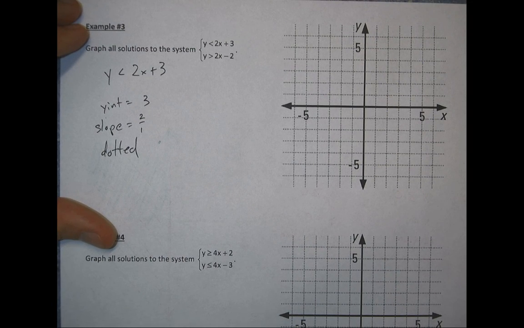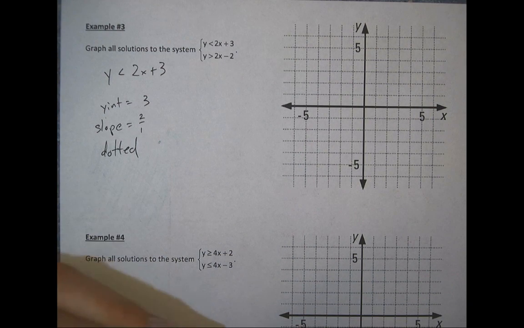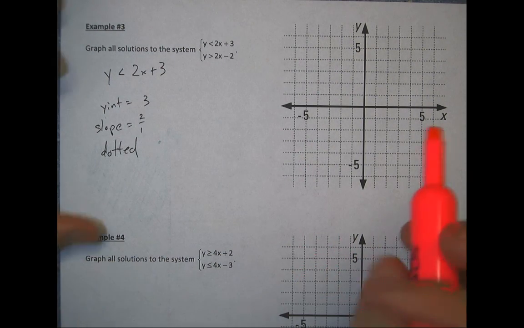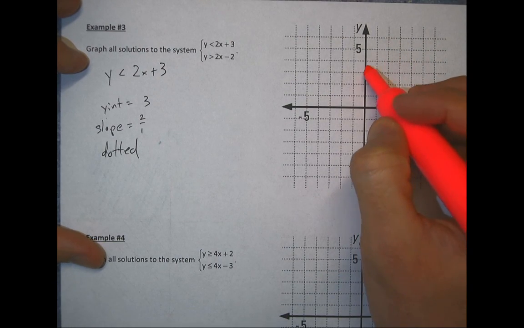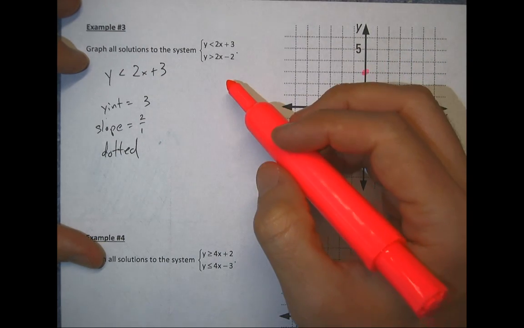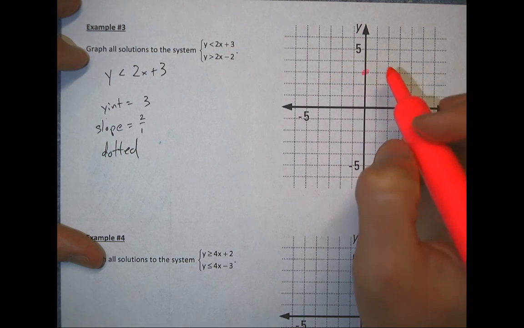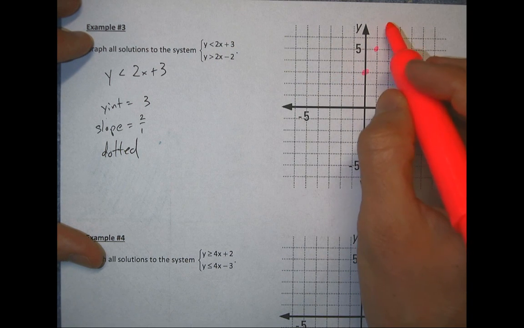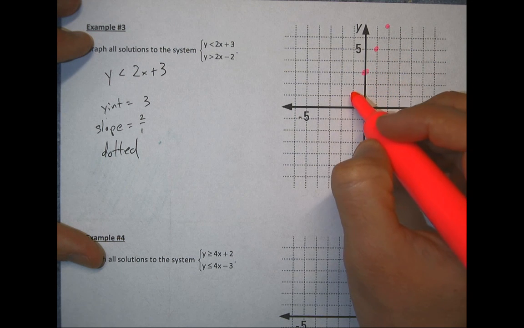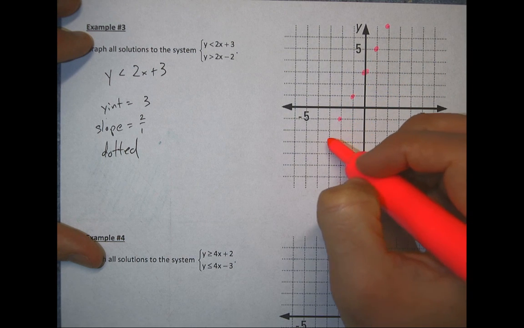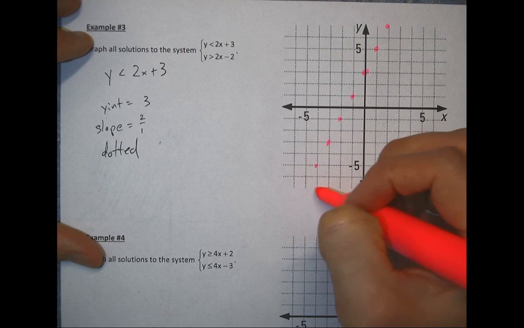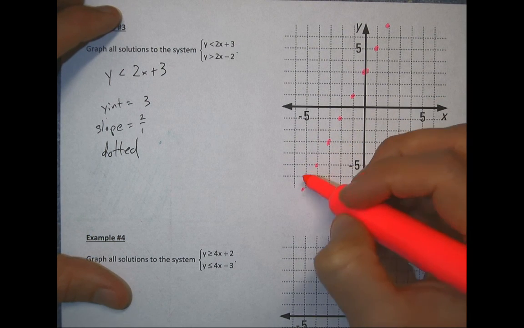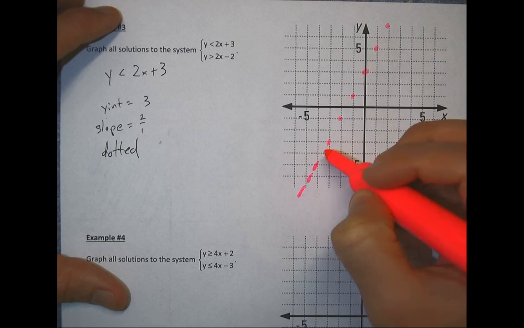I'm going to do this one in pink. So we're going to start at y-intercept of positive 3. And then we're going to use our slope of 2 over 1, up 2 over 1, up 2 over 1, going backwards down to the left 1, down to the left 1. Okay, and this is going to be a dotted line.